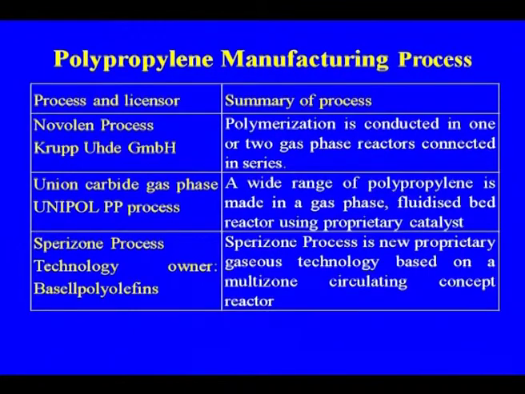Then the Novolen process, where the polymerization is conducted in one or two gas phase reactors connected in series. Union Carbide's gas phase UNIPOL process: a wide range of polypropylene is made in a gas phase fluidized bed reactor using proprietary catalyst. Then the Spherizone process technology, that is new proprietary gaseous technology based on the multi-zone circulating system.